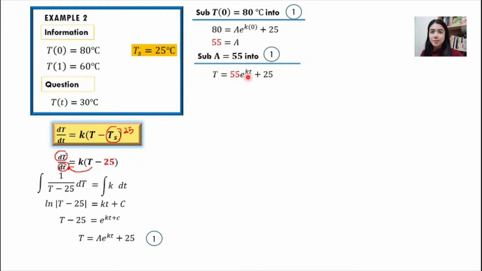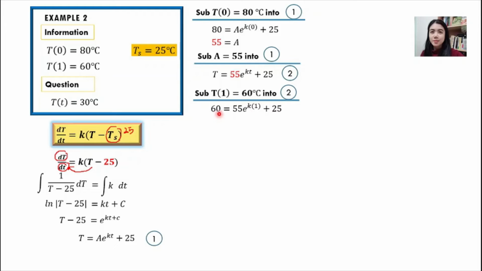Then let's just figure out what is the value of parameter K. So let's just name it as equation number 2. Okay, so we're going to use the second equation that we have here. That is T1 equal to 60 degrees Celsius. So we're going to substitute into equation number 2. Temperature is at 60 degrees into here, and your time is actually 1 into here. So then this is what we have here.